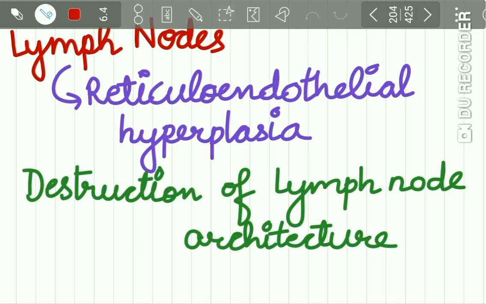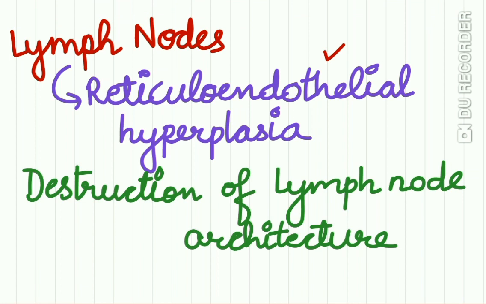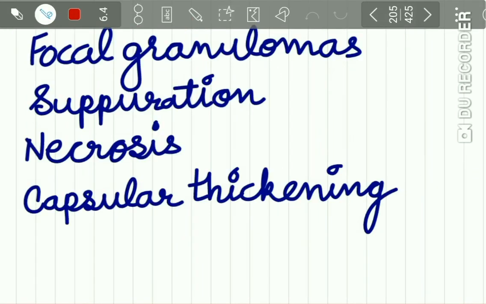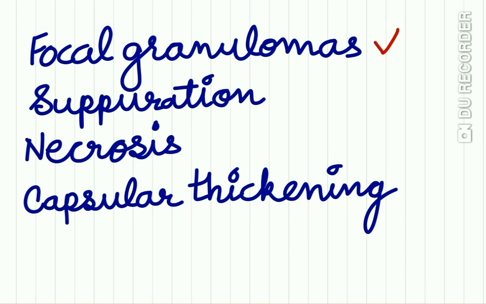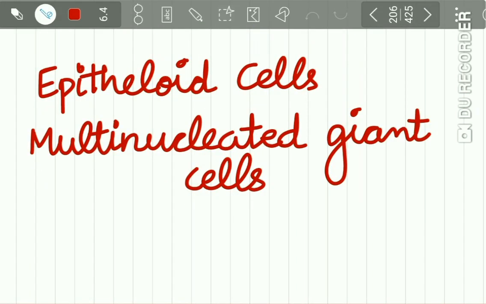Histologic features: the lymph nodes in cat scratch disease show lymphoreticuloendothelial hyperplasia, and there is destruction of the lymph node architecture. There is formation of focal granulomas, suppuration, necrosis, and capsular thickening. There may be presence of epithelioid cells and multinucleated giant cells.